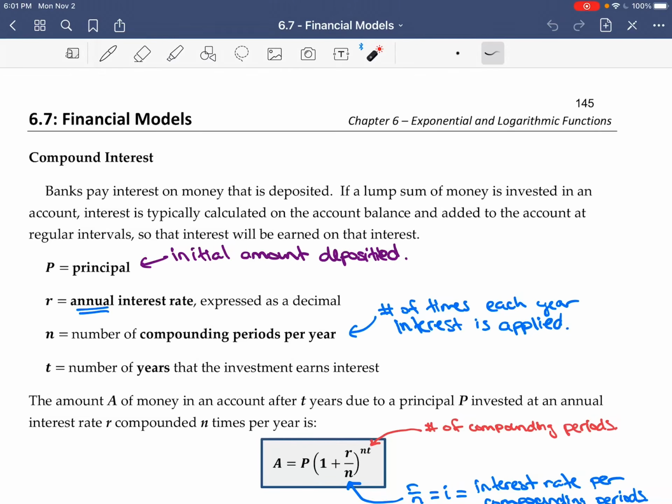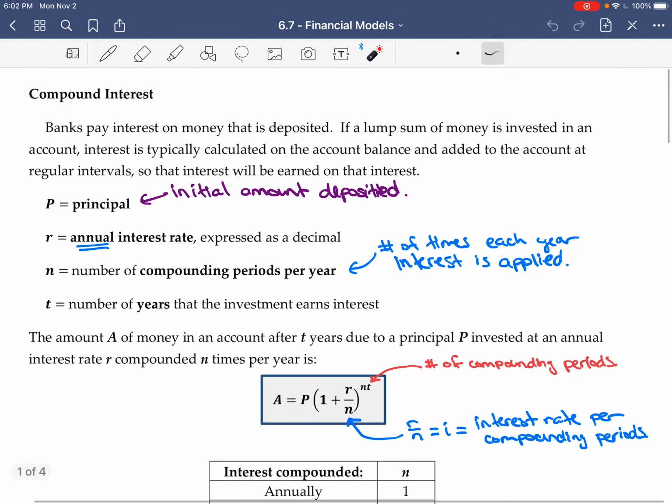In this video, we're going to do a couple more examples of financial models. So remember, P is our principal. That's the initial amount that we invest when we're doing a compound interest account. R is the annual interest rate. So we always use a decimal to express that, even though it's always given in a percentage.